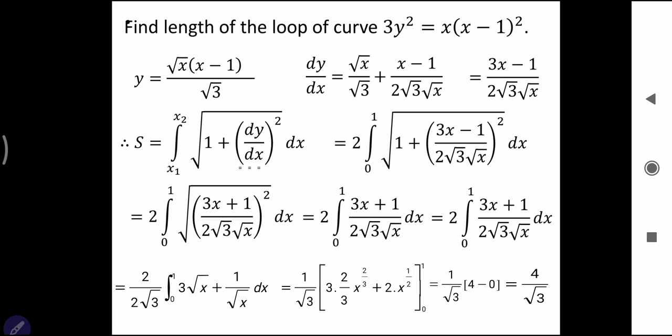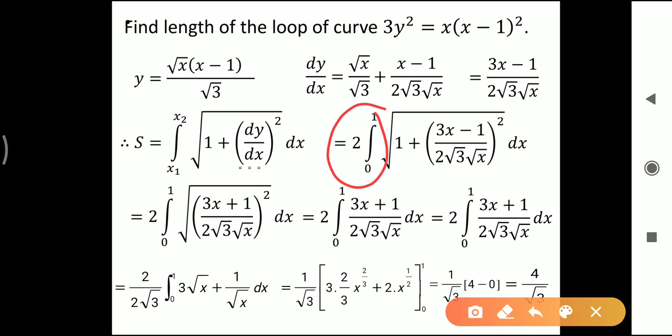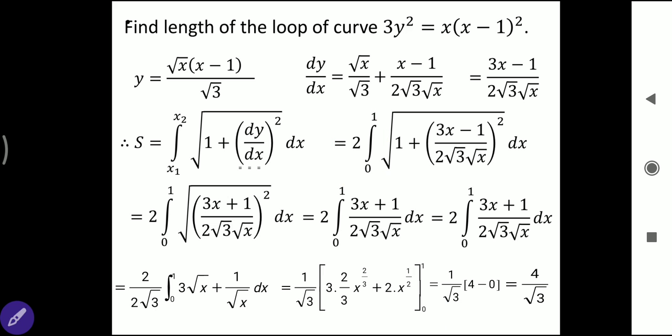So in this way, we are getting the length of the curve, or the length of the loop, over here. I hope the important thing you have to remember is why 2 times, because of the symmetry, and why the 0 to 1 limit, because that is nothing but your x intercept. Okay, I hope you are getting this.